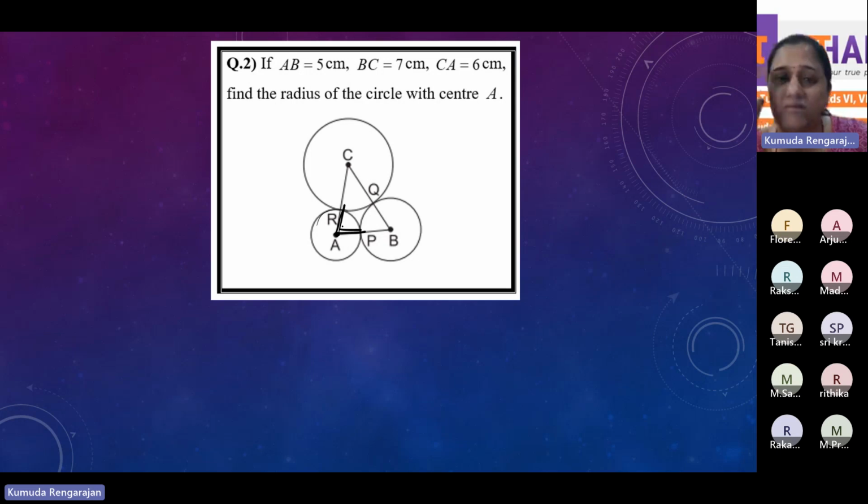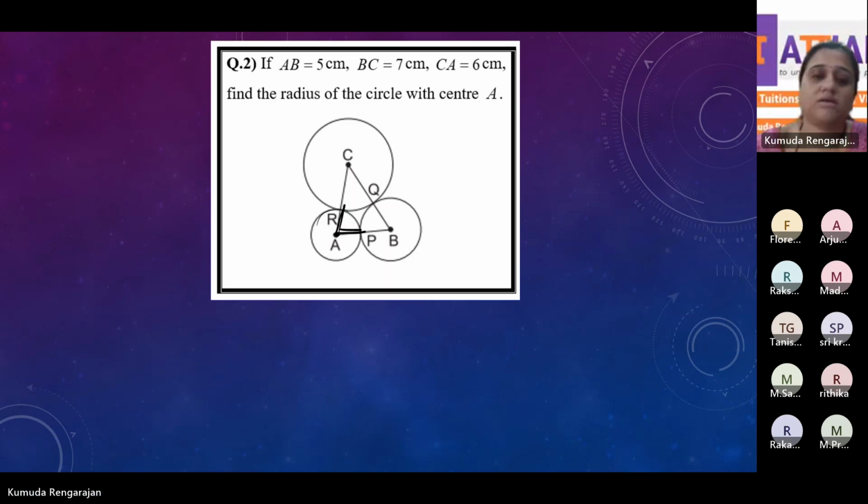But I think some of you might have got caught with tangents from an external point of the circle, because we've been doing that in many cases. So here, to these three circles, there are no tangents at all, because the three line segments AB, BC, and AC are all inside the circles. To these three circles, there are no tangents.